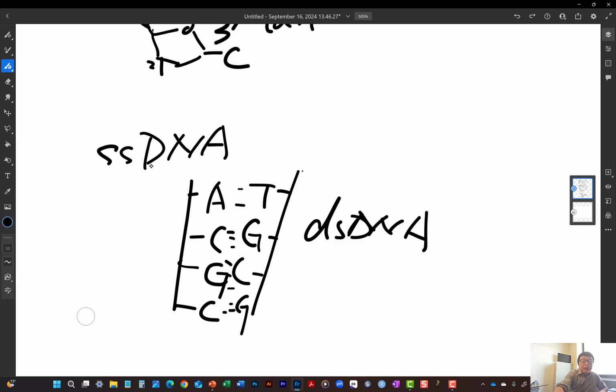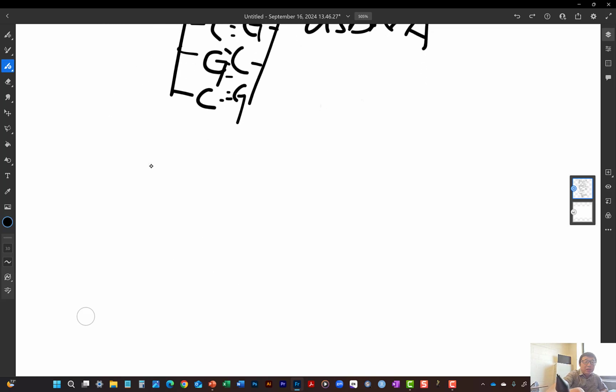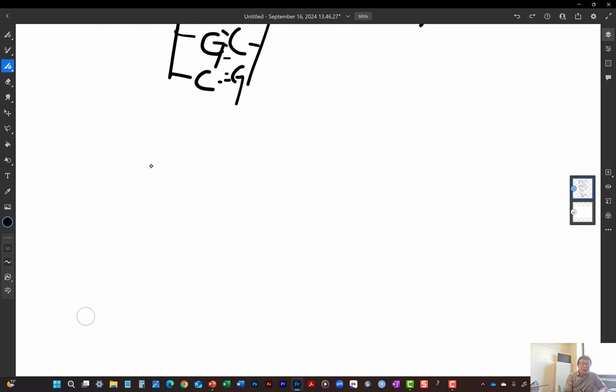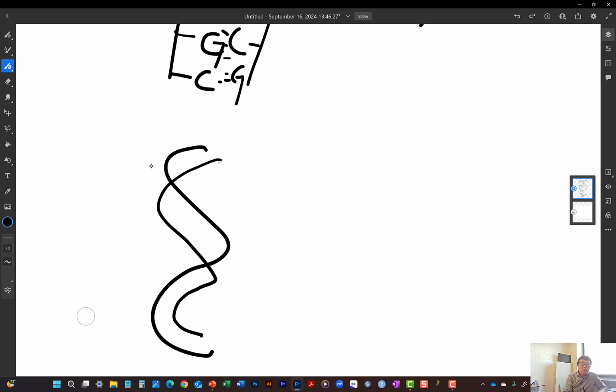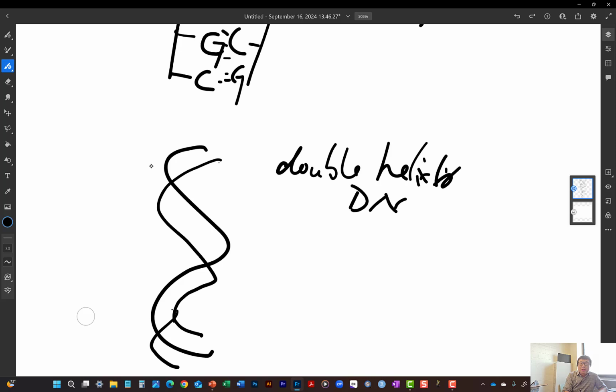And this dsDNA, as we see, looks like a ladder, but in the real world, it's not a ladder. It's more like a double helix. So this is called a double helix DNA. A double helix is the 3D structure of how DNA exists in the cells.